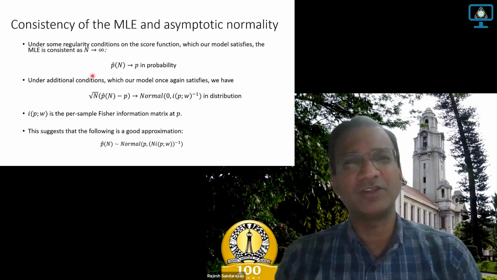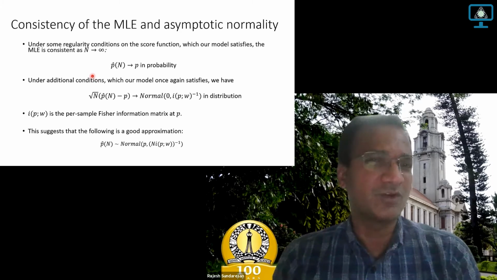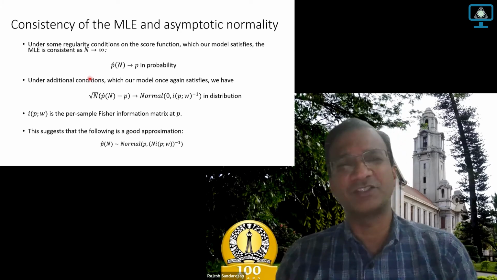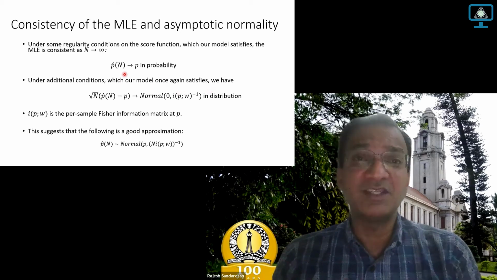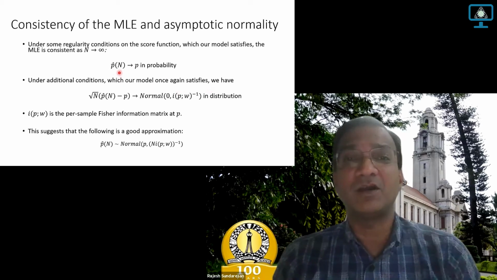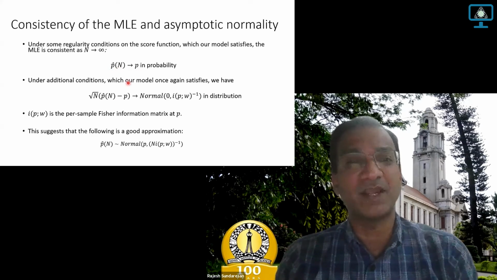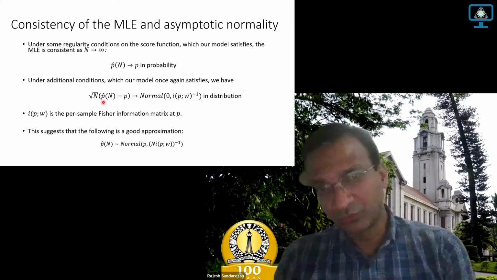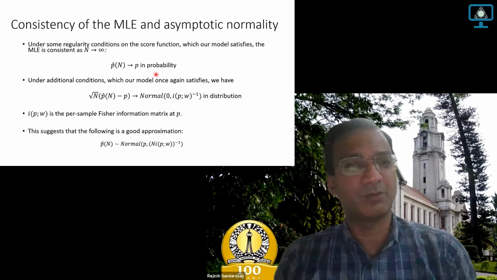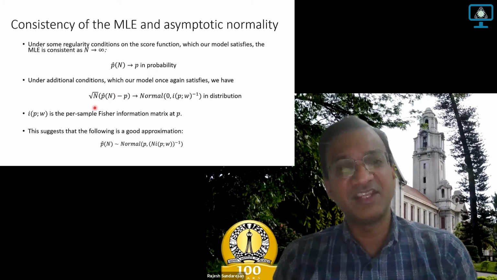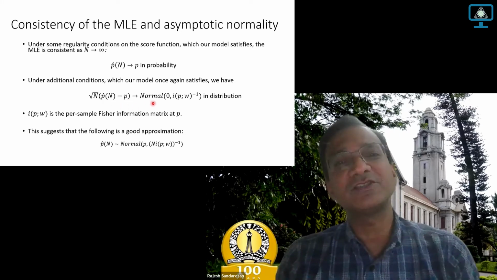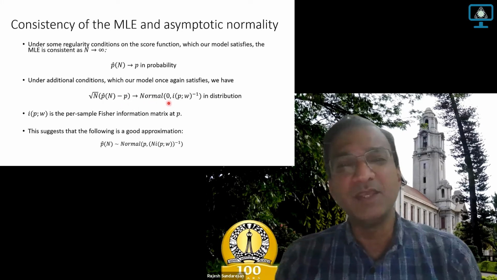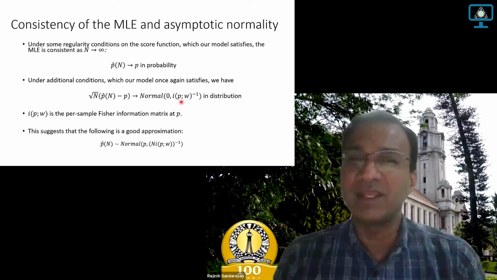Under additional conditions, which are also rather straightforward to verify in our specific setting, these are regularity conditions on the derivative of the score function, on the second derivative of the score function, and they are fairly simple to verify. We can say some things about the errors also. The errors, if you look at p hat of n minus p, that goes to 0 in probability. But if you lift up the errors, that is rescale the errors, then we have a central limit theorem, so that this converges to the Gaussian distribution with mean 0 and a certain covariance matrix.